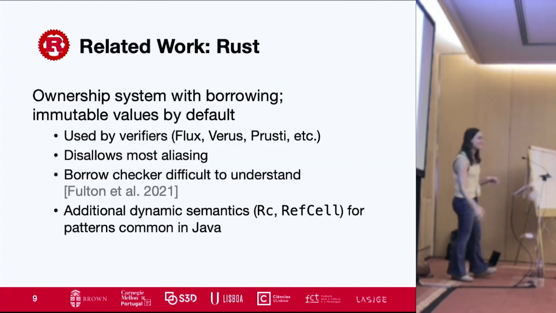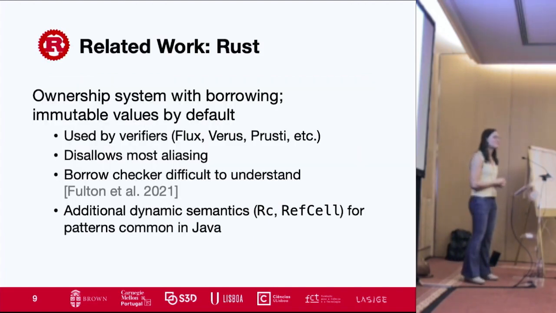Another related work that's come up in pretty much all the talks is Rust. Rust has an ownership system with borrowing, uses immutable values by default. This has been used by verifiers, so we can do it. But it uses vastly different patterns than are commonly used in Java programs. The borrow checker is often very difficult to understand.